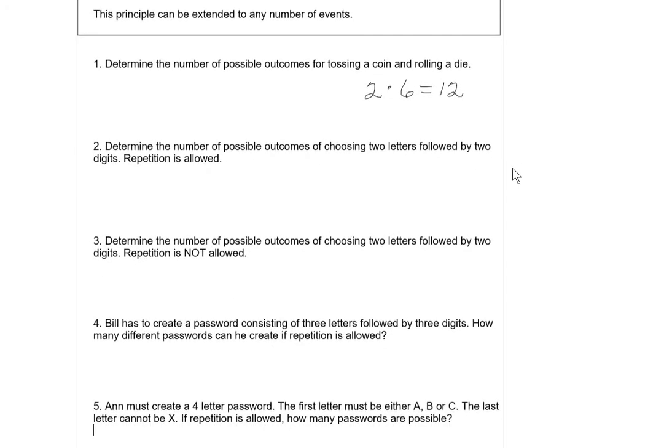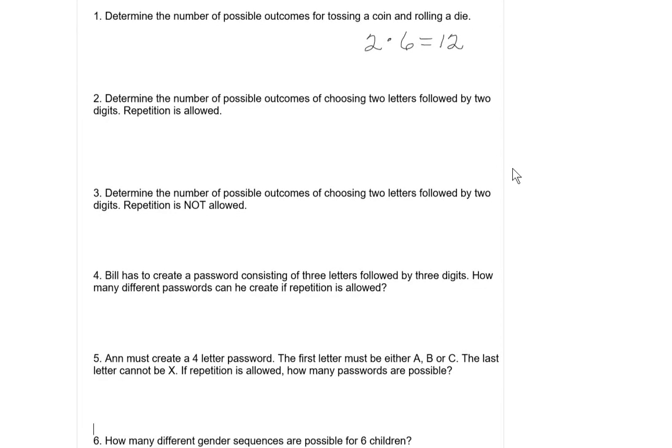Problem 2, determine the possible number of outcomes of choosing 2 letters followed by 2 digits. Repetition is allowed. A lot of students like to make these little blanks here to help organize their thinking. I've got 26 letters in the alphabet, so I have 26 choices for that first slot. If repetition is allowed, I have 26 choices for the second slot.